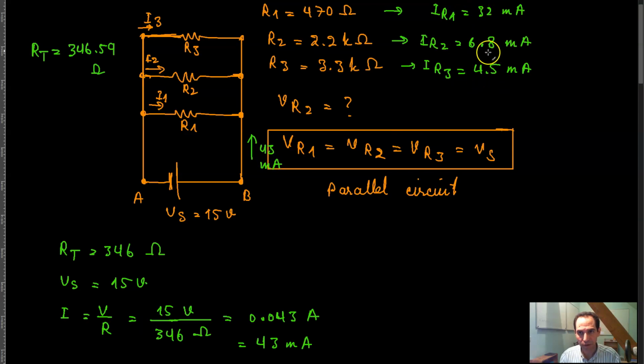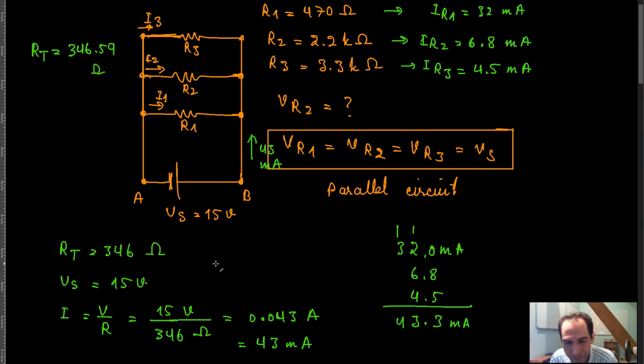Now if you add the currents that we calculated through each of the resistors together, I have 32 milliamps, 6.8 milliamps, and 4.5 milliamps, which gives 43.3 milliamps. It's the exact same current that you calculated here, the total current going through this circuit. Of course, you would round this to two significant figures and write it as 43 milliamps, so you get the same current. So in a parallel circuit, the sum of the currents going through each of the branches is equal to the total current going through the circuit, right? That's what I wanted to show you here.